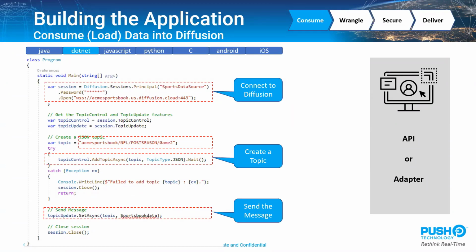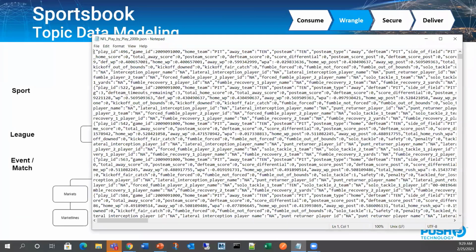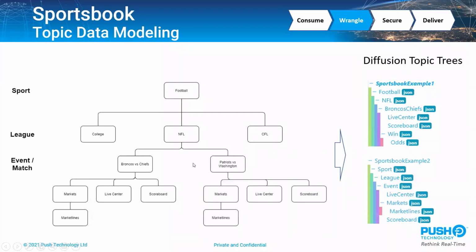So let's move on to the next stage here, wrangling the data. And it really starts with understanding that data. I've consumed that data and it's been published into Diffusion. And now I want to start looking at how to work with that data. Just to give you an example, that data itself could look like this, right? It could be a complex structure of data, and really what matters is having the ability to segment that data, understand that data, and get that data into a topic tree.